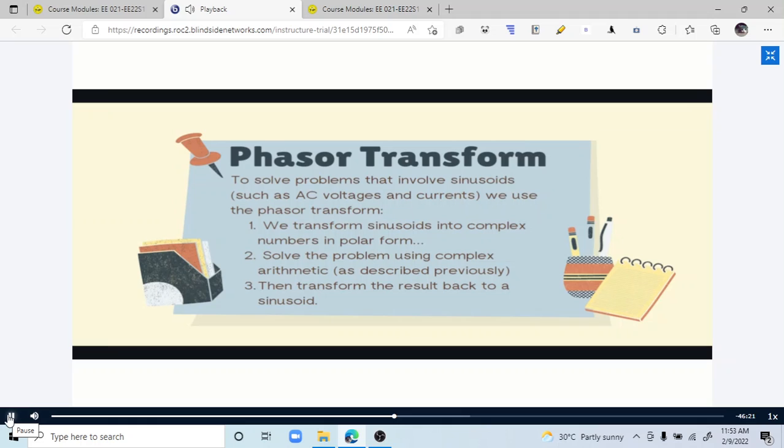Okay? So we are now going to solve the problem using complex arithmetic. What is complex arithmetic? That is addition, subtraction, multiplication, and division of complex numbers. After we solve the equation, we will then transform the result back to a sinusoid again. So we are just using the phasor transform in order for us to solve a certain problem easily. Of course, we will be transforming the result back onto its original form. Later on I will be discussing with you how we can use this phasor transform.